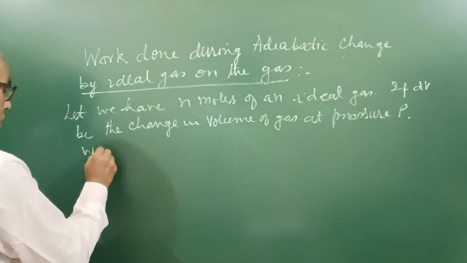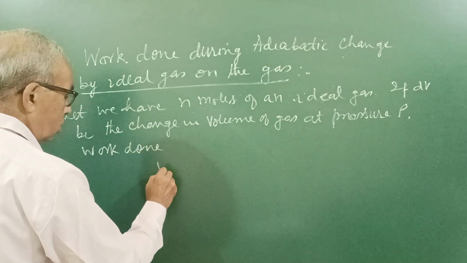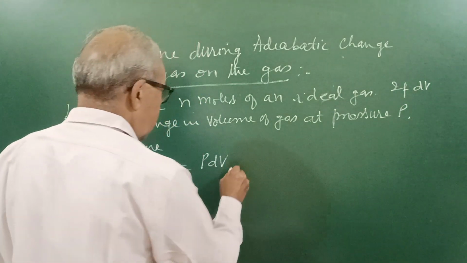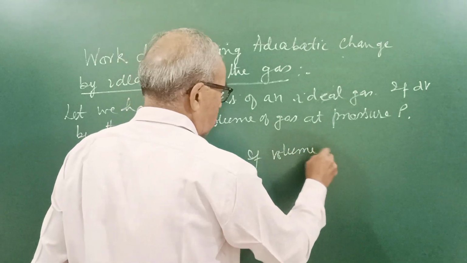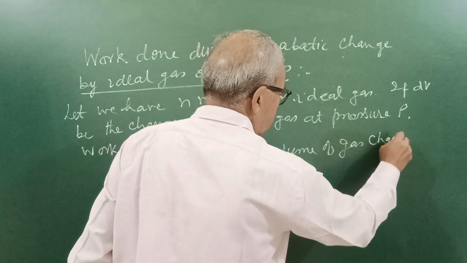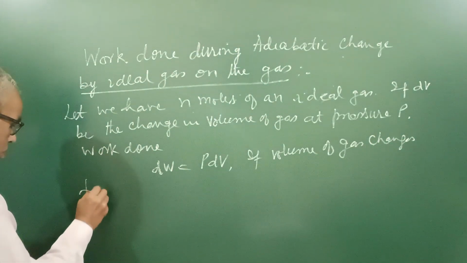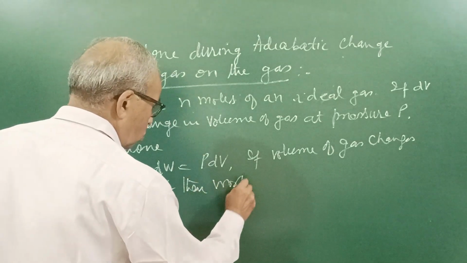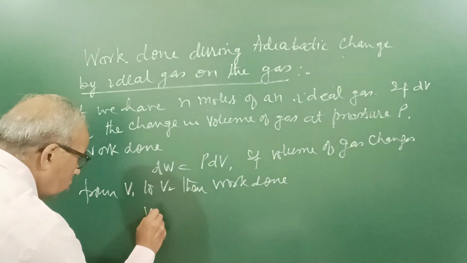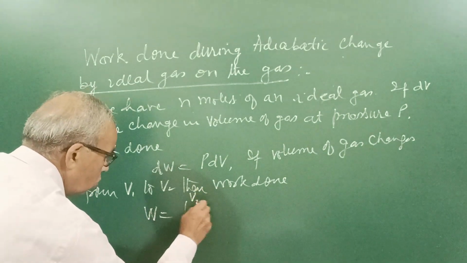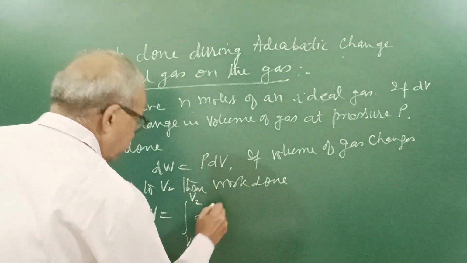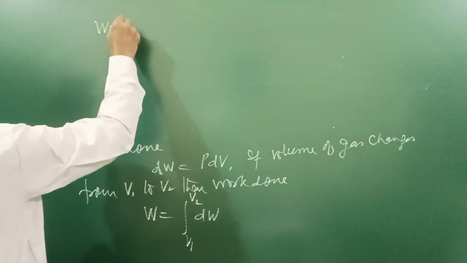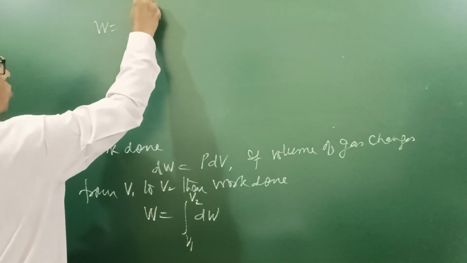and then work done dW is equal to PdV. If volume of gas changes from V1 to V2, then work done W is equal to integration V1 to V2 dW, or W is equal to integration V1 to V2 PdV.